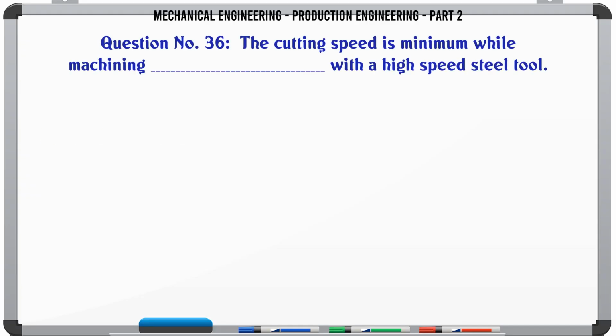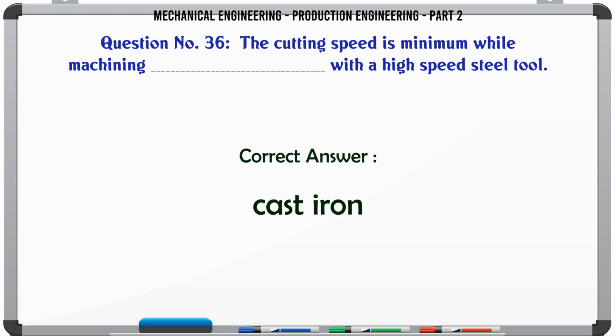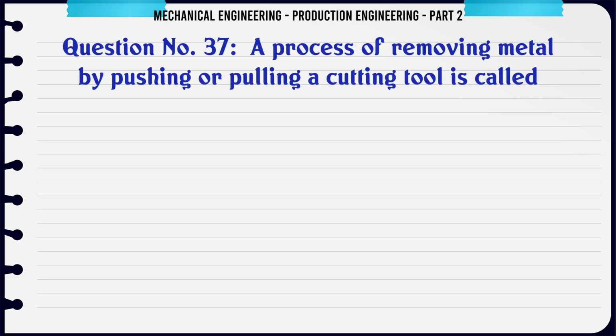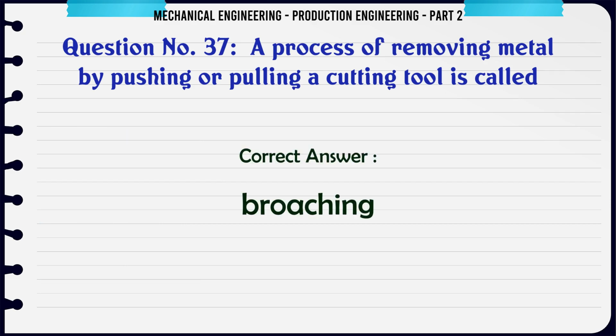The cutting speed is minimum while machining with a high-speed steel tool. A. Cast iron, B. Mild steel, C. Brass, D. Aluminium. The correct answer is cast iron. A process of removing metal by pushing or pulling a cutting tool is called A. Up milling, B. Down milling, C. Forming, D. Broaching. The correct answer is broaching.